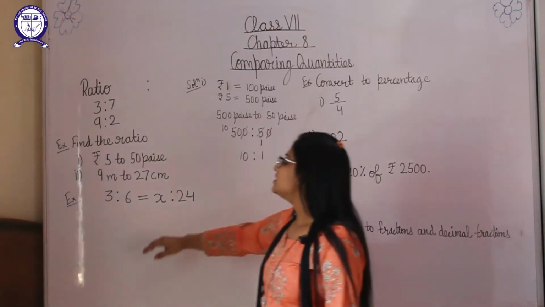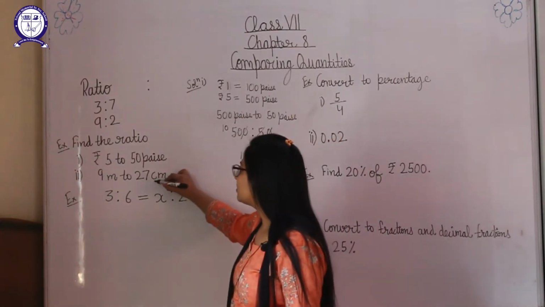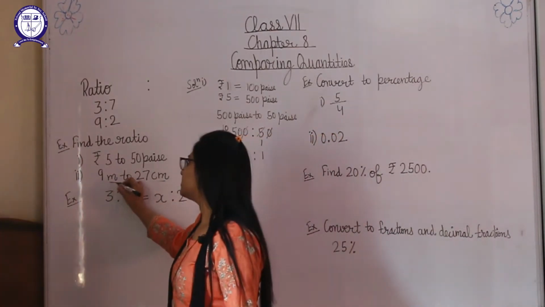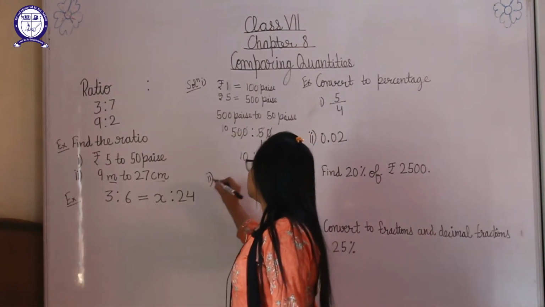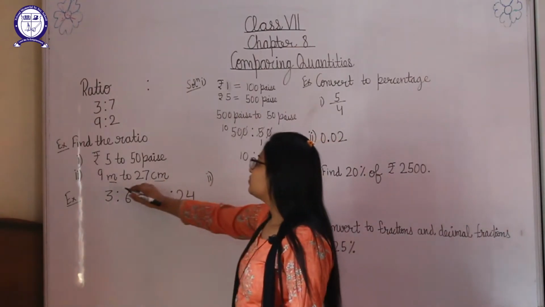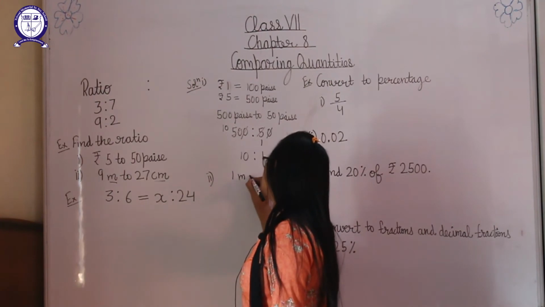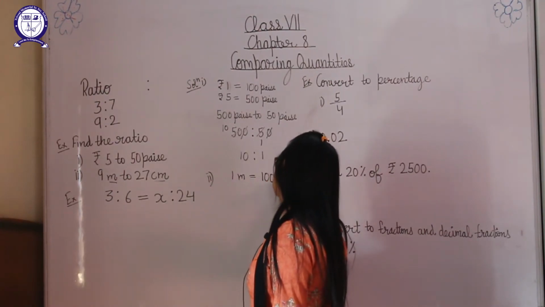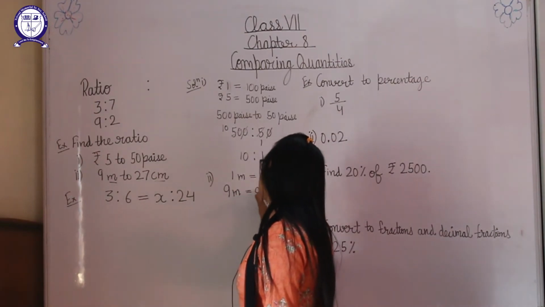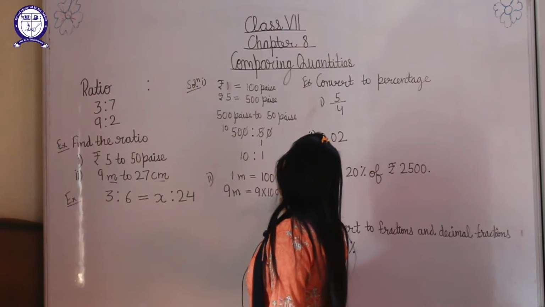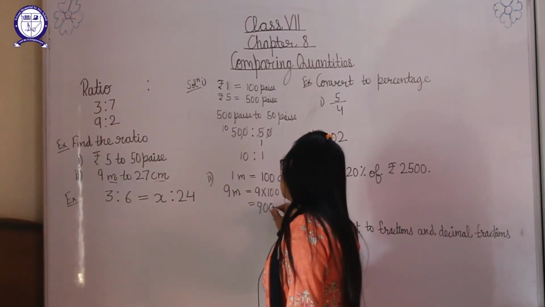Okay, similarly the next part is given 9 meter to 27 centimeter. In this also one unit is given in centimeter and the other one is in meters. So how will we find this? This is the second part. Can we change meters into centimeter, right? We know that 1 meter is equal to 100 centimeter. So 9 meters will be equal to 9 multiplied by 100, means 900 centimeter.